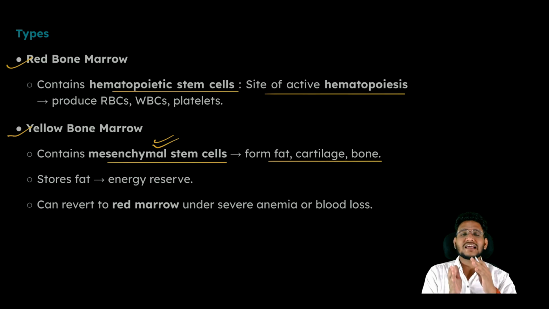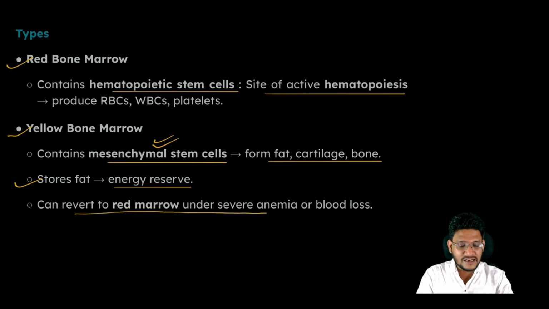Okay, so these cells are responsible for the formation of fat, for the formation of cartilage, and for the formation of bone especially. This yellow bone marrow is actually the site for the storage of fat, and this will act as an energy reservoir. Okay, this yellow bone marrow can revert to red marrow under severe anemia or blood loss.